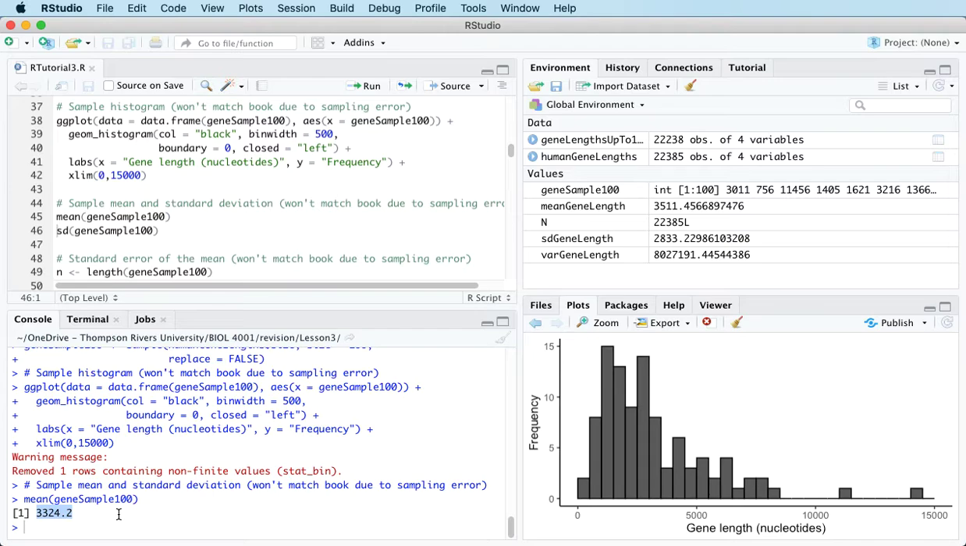And so what I'd like to be able to do at this point is say, okay, I've got one sample. I can calculate this. Let's suppose this is my sample, this sample that I just took. I've got this number, 3,324.2. How confident can I be that this is a good estimate, relatively close to my unknown population mean? Remember, normally that population mean is something we don't know.